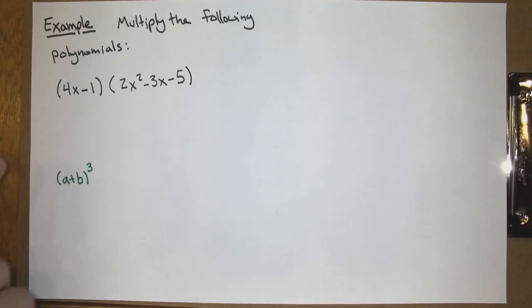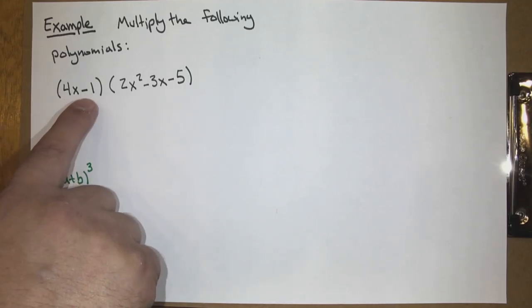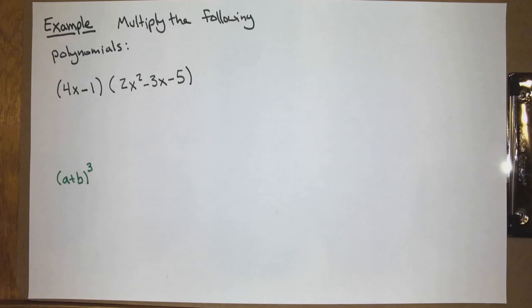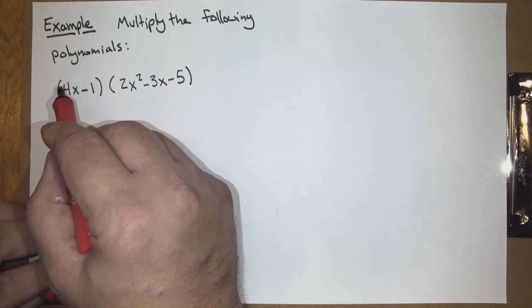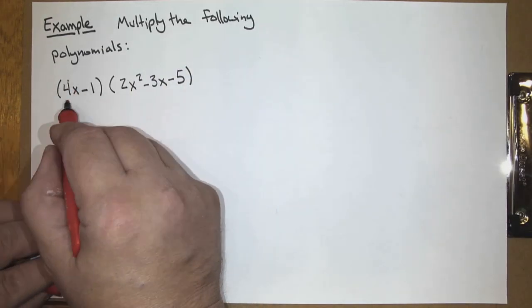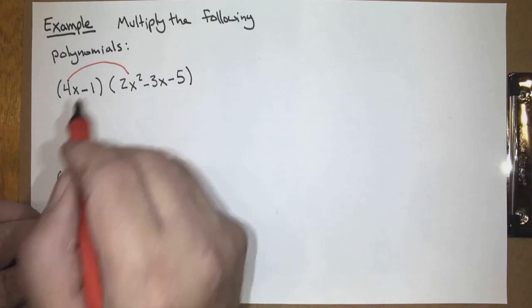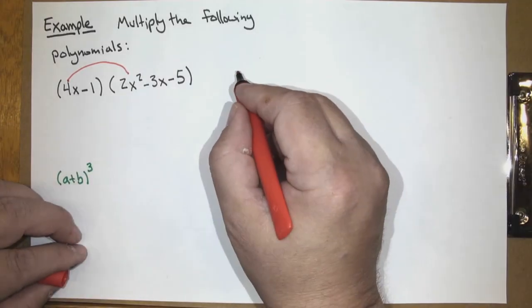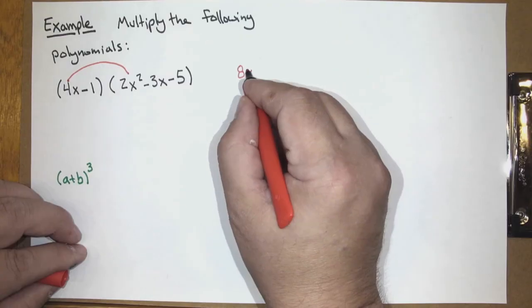I have 2 things I can pick for my monomial here, 3 I can pick there. 2 times 3 is 6. So let's do this, and I like to be systematic. I'm just going to start with the first term and consistently go through. 4x times 2x squared gives 8x cubed.